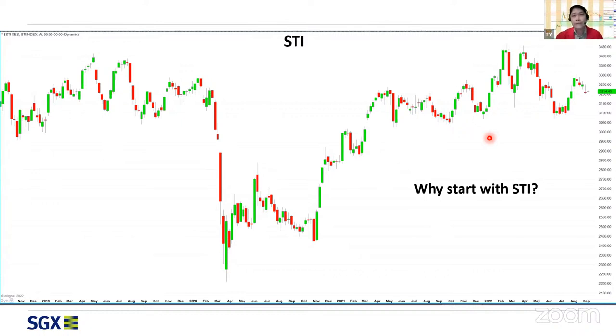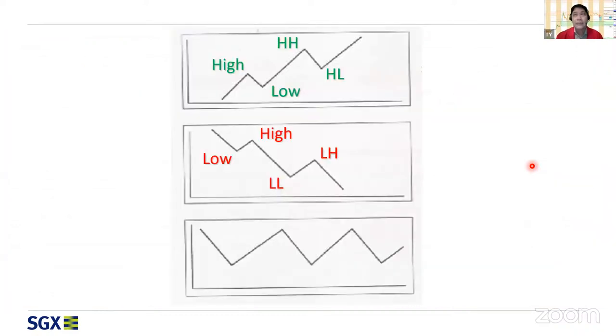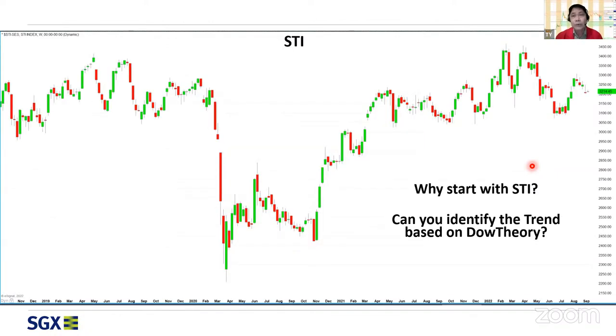Yeah, so therefore, if we were to look at STI, can you identify what is the trend? What is the trend based on Dow theory, okay? Which means based on what I talked about previously, higher high, higher low, lower high, lower low, or is it a sideway, right? Are you able to identify? I will pause for about 3 to 5 seconds to let you look, yeah? Okay, it doesn't matter if you get it wrong. Now, and it doesn't matter if you're different from me.